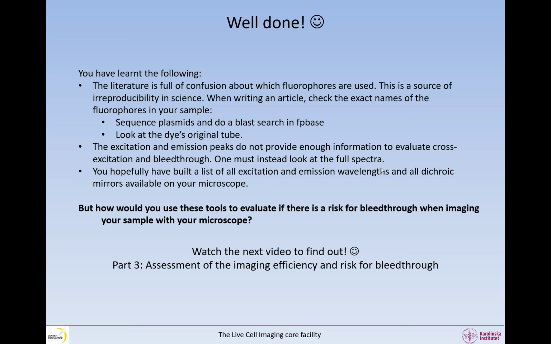This is part 3, assessment of the imaging efficiency and risk for bleed-through.